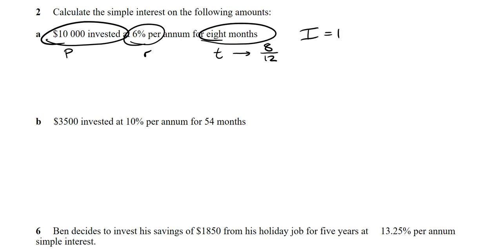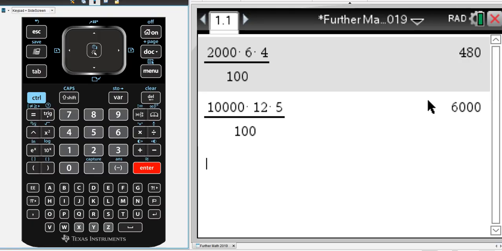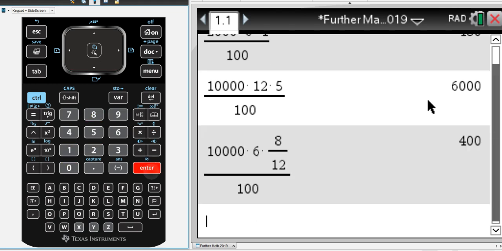Still the same formula, I equals PRT over 100. This time I'm going to have 10,000 times 6 times 8 over 12 over 100. So you just need to be really careful when you put that 8 over 12 in your calculator. So here's a fraction. We go 10,000 and our rate was 6 times, and I'll just put another little fraction in there, 8 over 12 over 100. Press enter and I get $400.